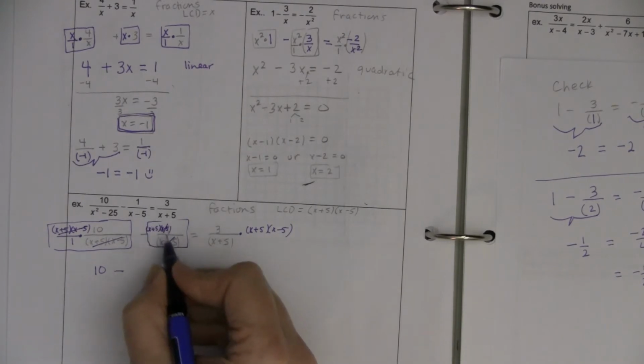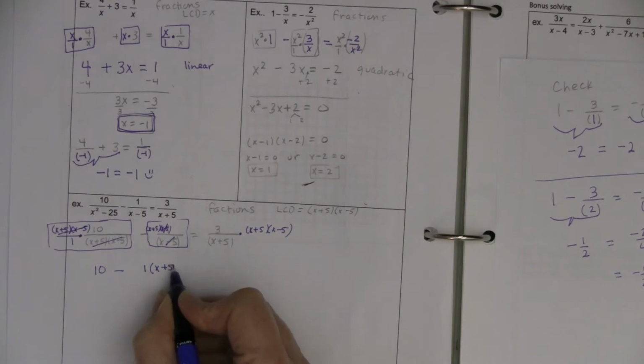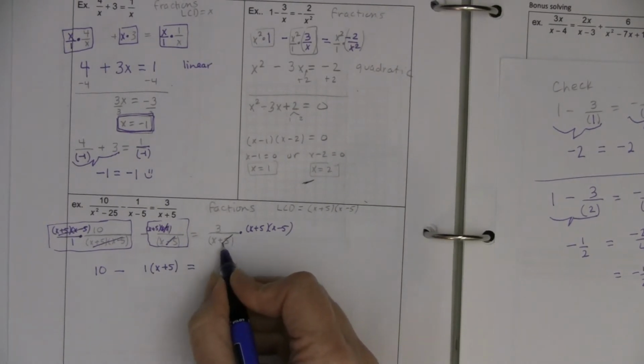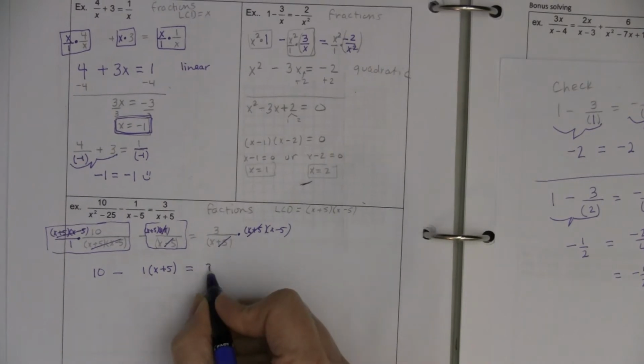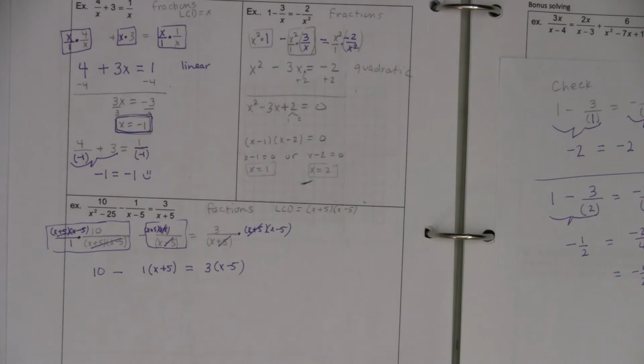So since that was a 1 up there, here's the 1 times x plus 5. And then equals, and on this side, the x plus 5 with the x plus 5 leaves 3 times x minus 5. So I am going to do the multiplications now. It's looking linear now at this moment. It's not looking quadratic to me.